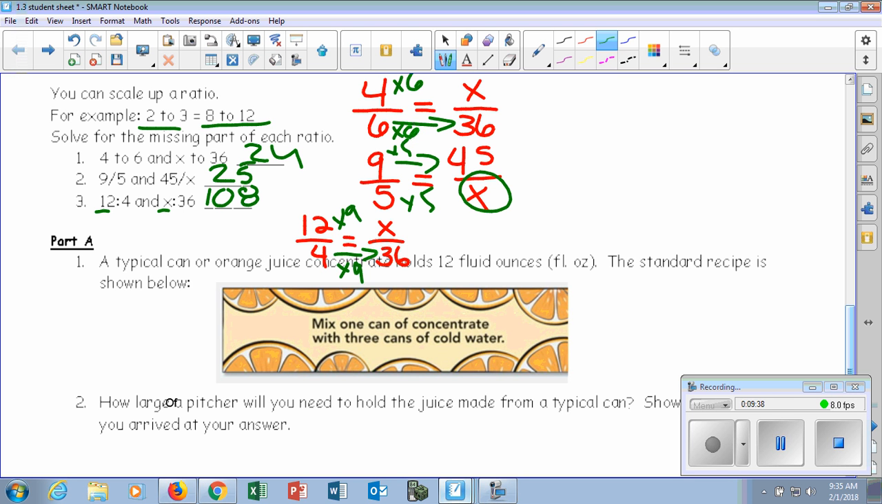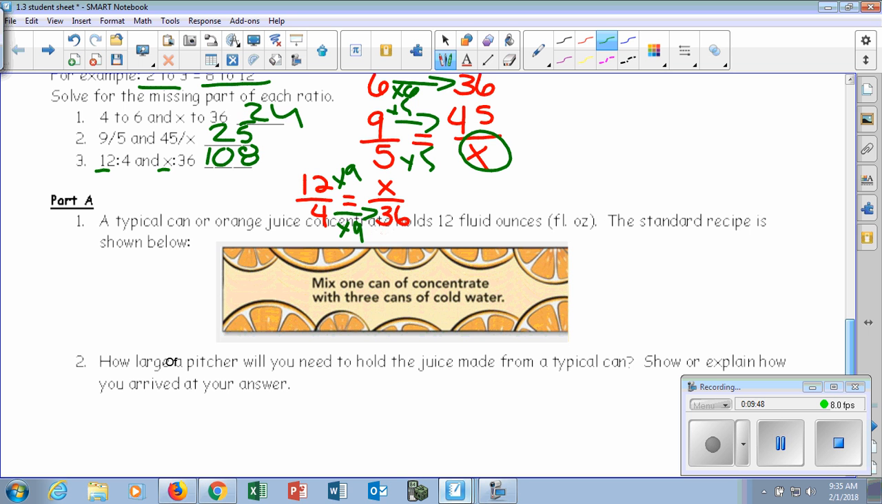No? Okay, for part A, it says, a typical can of orange juice concentrate holds 12 fluid ounces. The standard recipe is shown below. Okay, so mix 1 can of concentrate with 3 cans of cold water. So how many cans do I have total? How many cans am I using to get one form of recipe? 4? Exactly. So we have a total of 4 cans that we're working with.